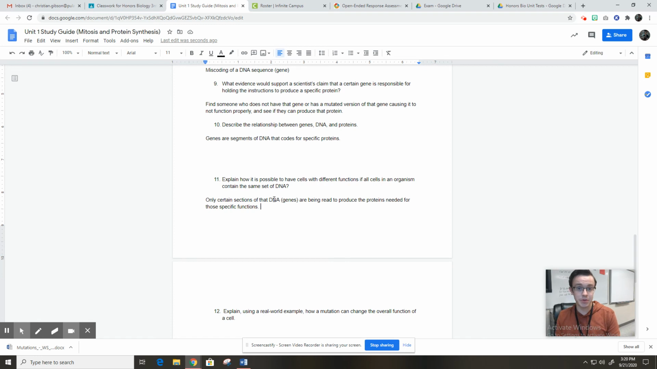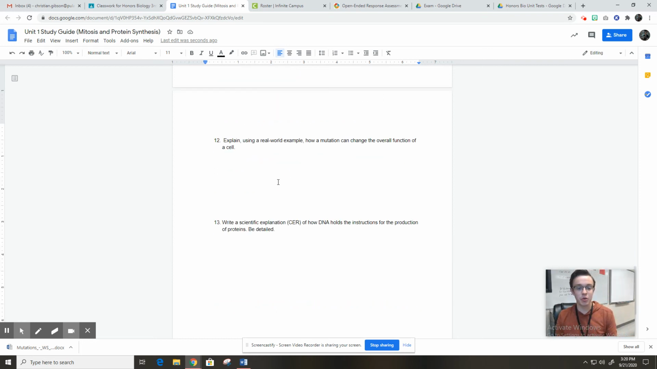So you're only going to read the recipes to make dessert. If your cell is a skin cell, it has all of the information there to be all of your other different cells, but its job is to be a skin cell. So it's only going to read the genes needed to make the proteins to make it a skin cell. I hope that makes sense.